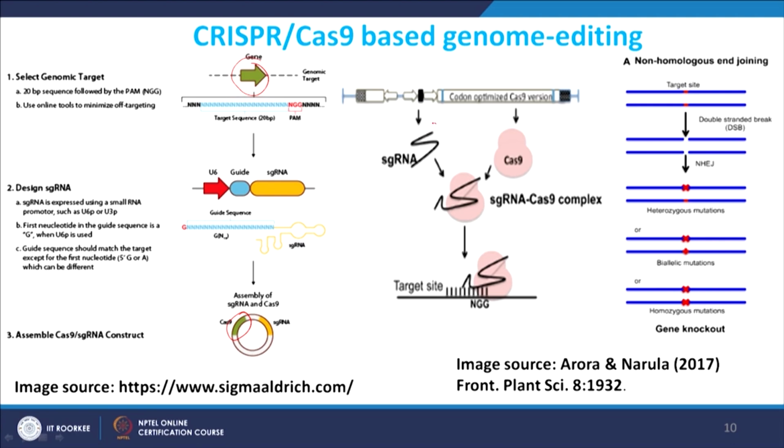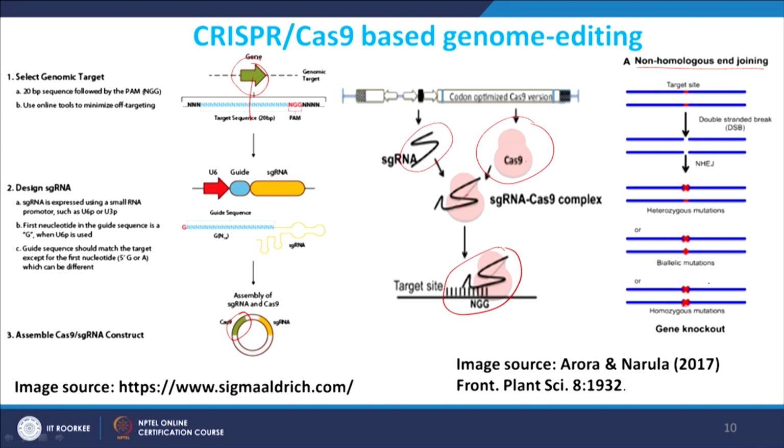Then what will happen? This is the guide RNA, this is the Cas9 protein. When the Cas9 protein binds with the guide RNA, it will target the endonuclease in a sequence specific manner, and when this endonuclease is recruited to the genomic copy, it will make a double stranded break in the genomic copy, and this break is considered damaged DNA. An endogenous mechanism called non-homologous end joining will be activated in the plant, and it will fill this gap and repair it.